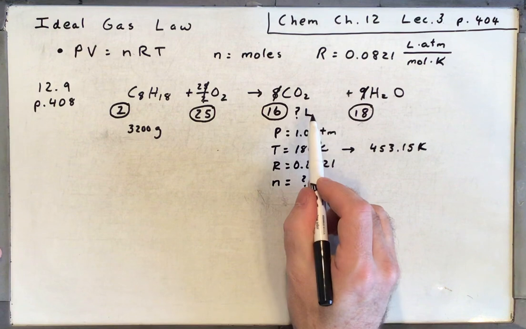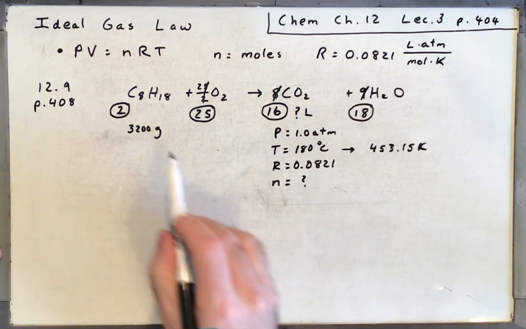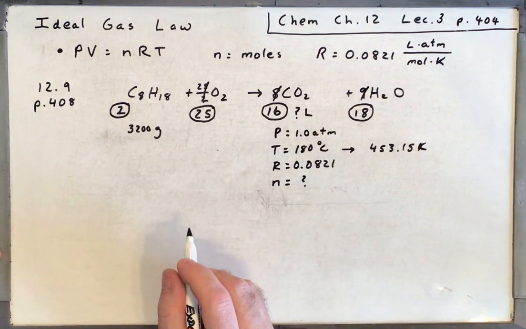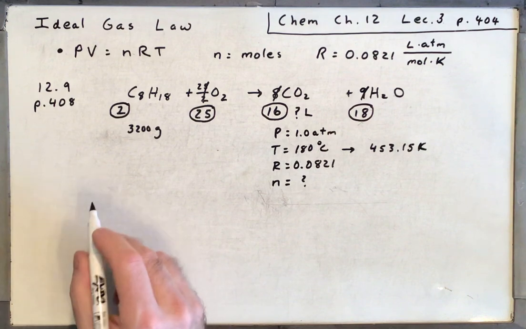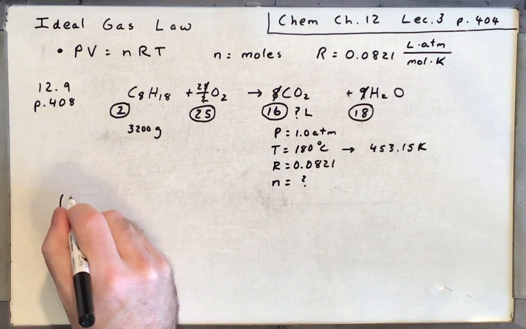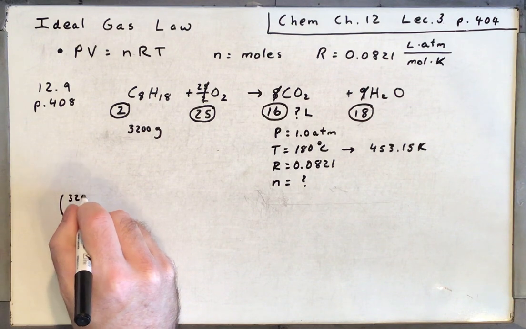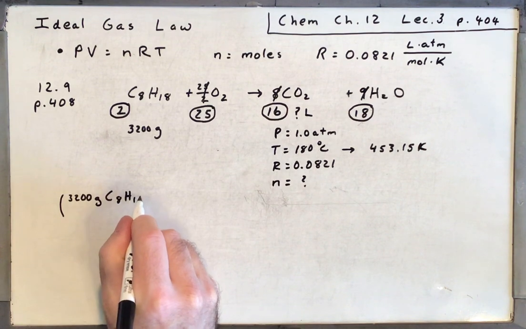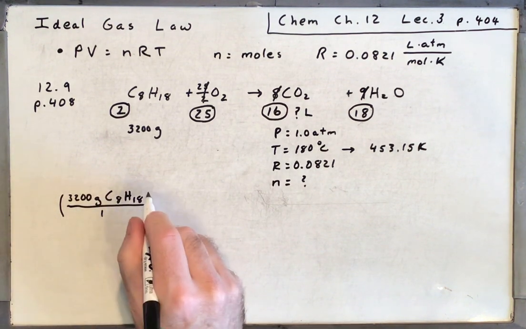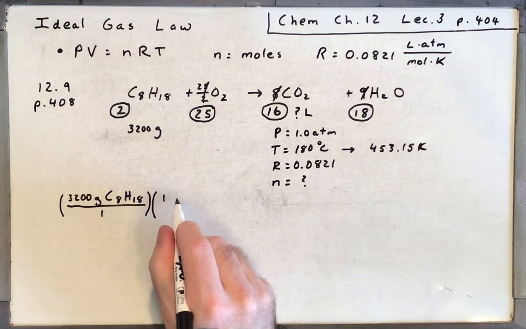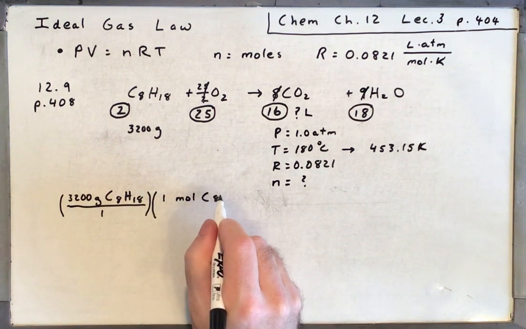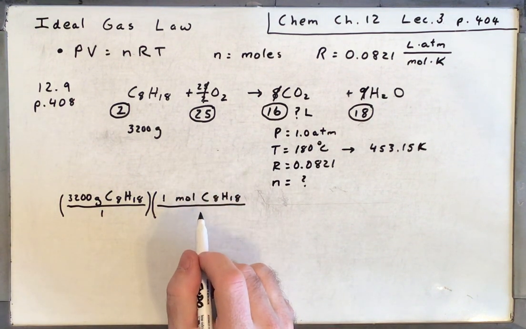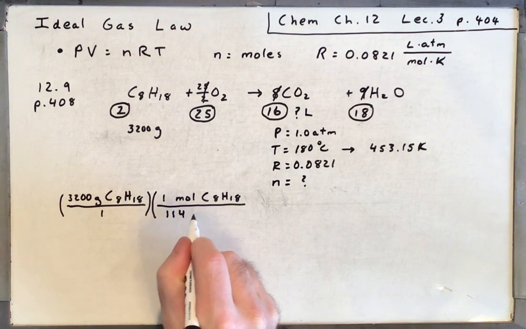I can't get the volume yet until I get moles, but since I know we have 3,200 grams of octane, I can get moles of CO2. So let's go through the stoichiometric process. We have 3,200 grams of C8H18 over 1. We want to change that to moles. If we add up C8H18 from the periodic table, it weighs 114 grams.